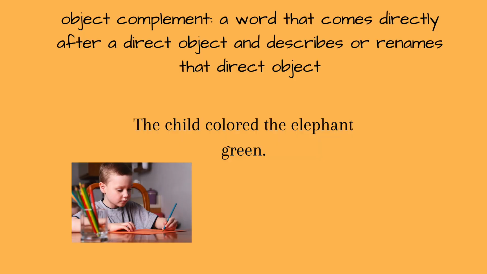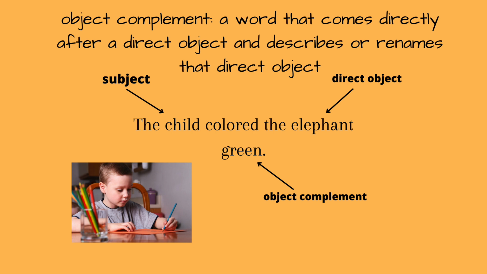The child colored the elephant green. The subject of this sentence is the child. The child colored the elephant. In this sentence, the elephant is the direct object. It is what the child colored. But there is a word directly after the elephant. This word is green. Green describes the elephant. Green describes the direct object. Green is the object complement in this sentence. Let's take a look at another example.